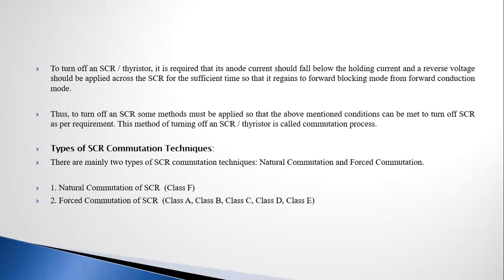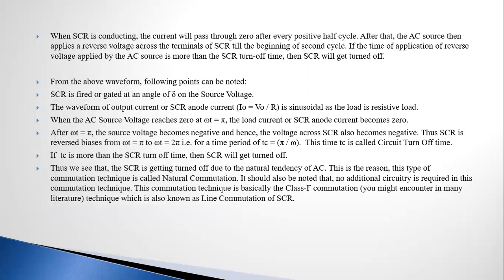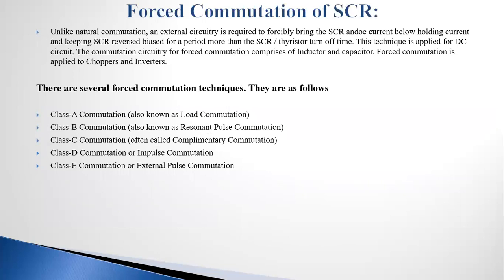Natural commutation of SCR is also classified as class F. For forced commutation of SCR, there are classifications: class A, class B, class D, class C, and class E. These are the types of forced commutation, which will be discussed in the next lecture. But in this lecture, we will discuss only natural commutation.